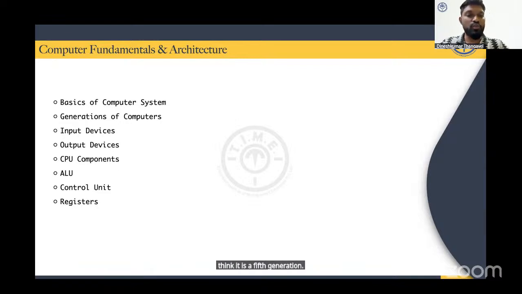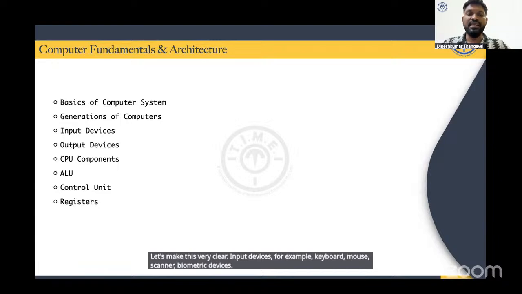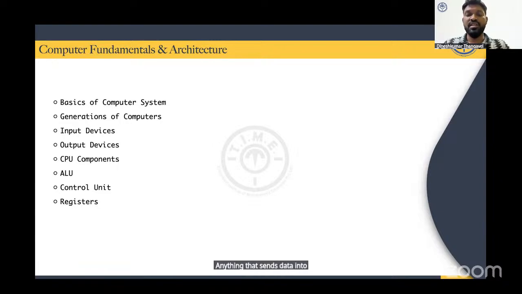Then input and output devices. Let's make this very clear. Input devices, for example, keyboard, mouse, scanner, biometric devices. Anything that sends data into a computer is an input device. Output devices: monitor, printer, speaker, plotter, and nowadays the 3D printer. Anything that shows the result is an output device.